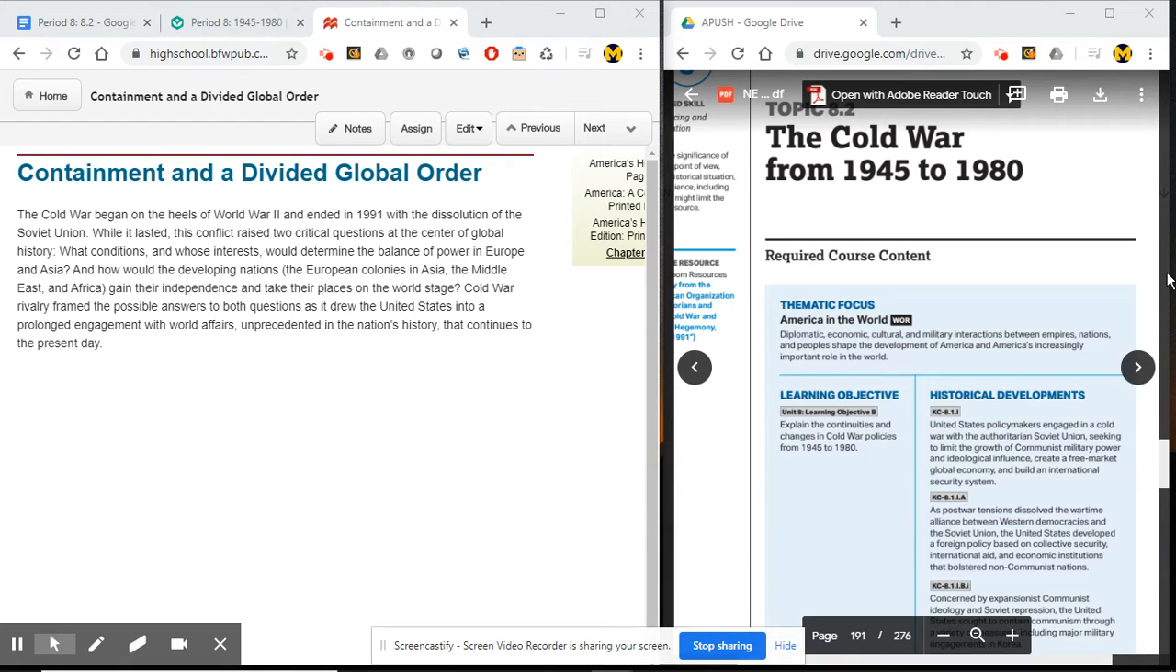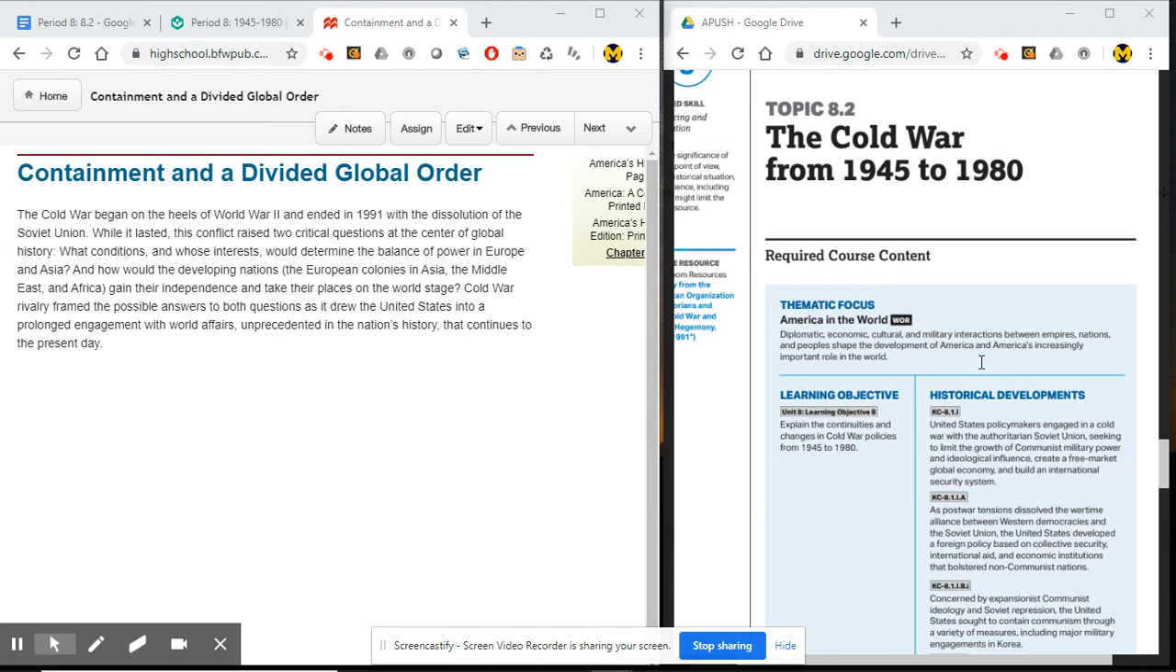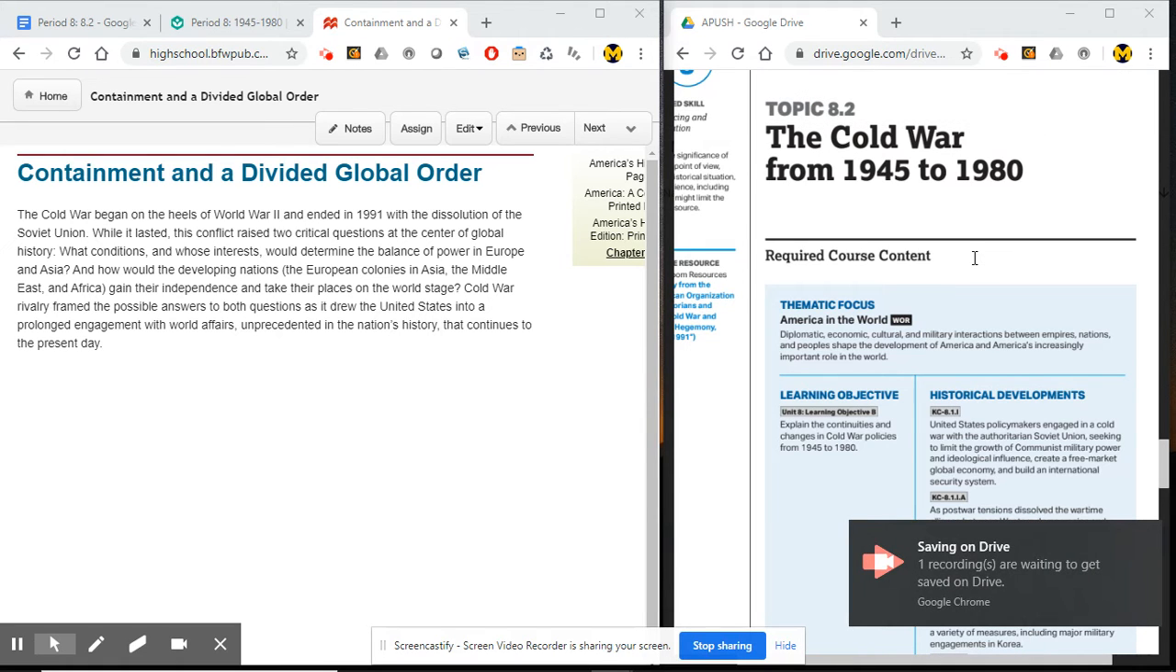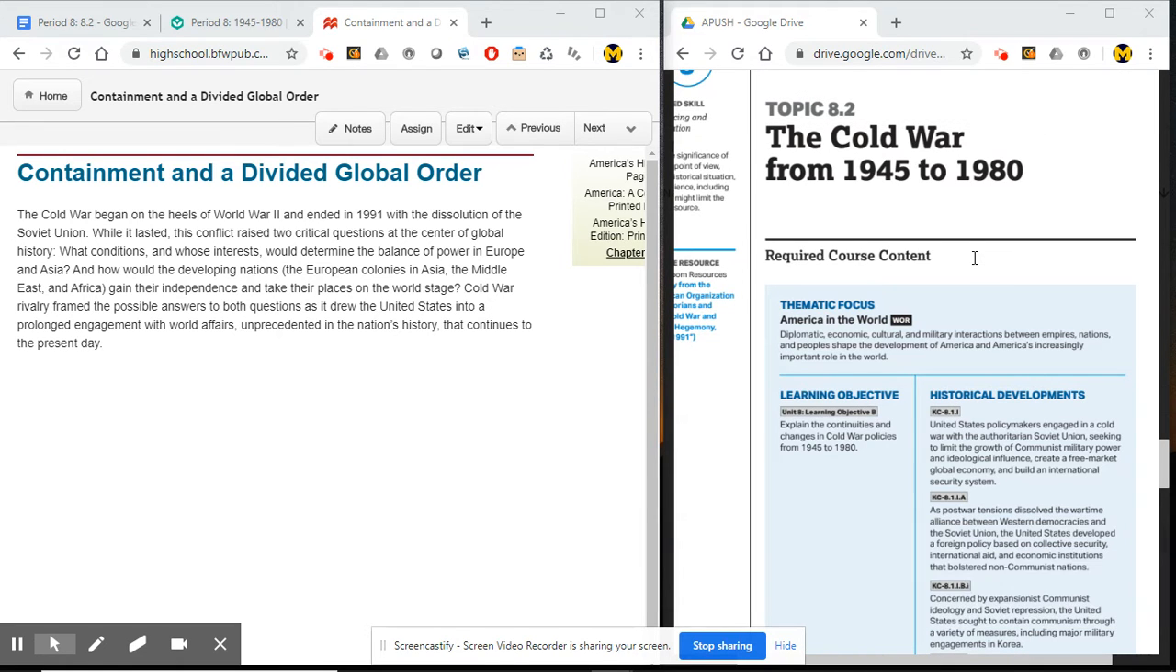Hey everyone, back here in period number 8, and today's topic is a little misleading because the Cold War from 1945 to 1980 is super expansive. I mean, there's tons of information there. So we aren't going to cover everything that happens in the Cold War in that time frame. We're really going to focus on earlier policies, things from the 1940s and 50s.